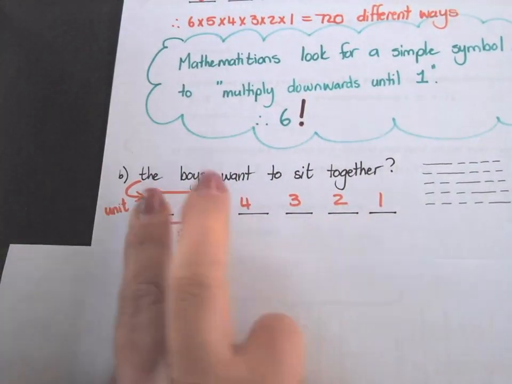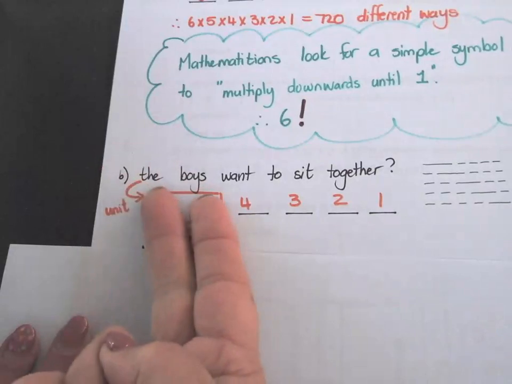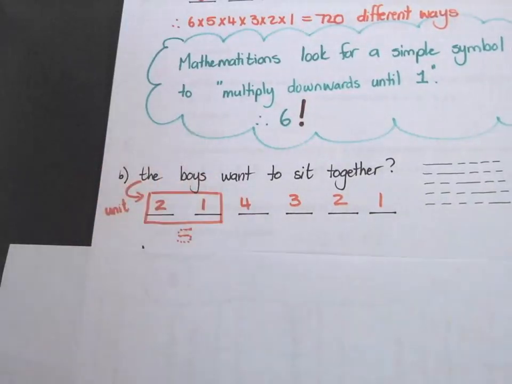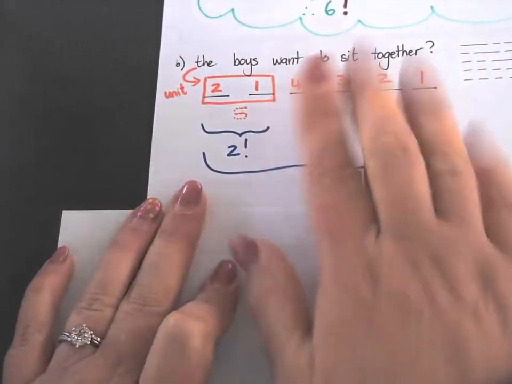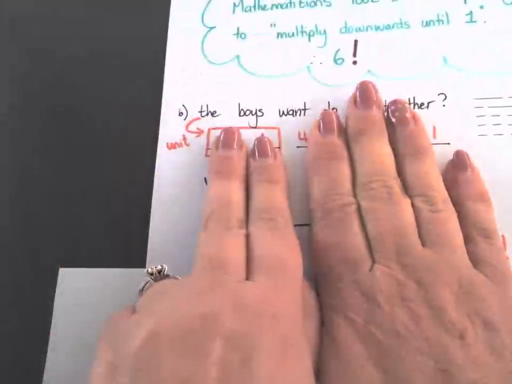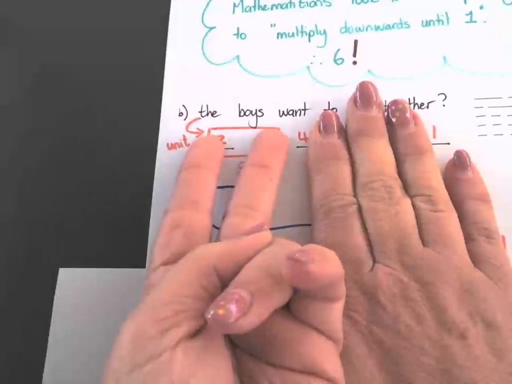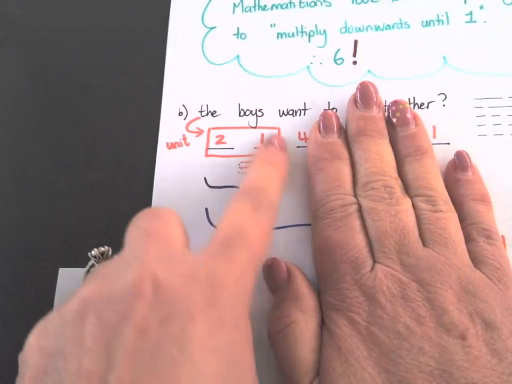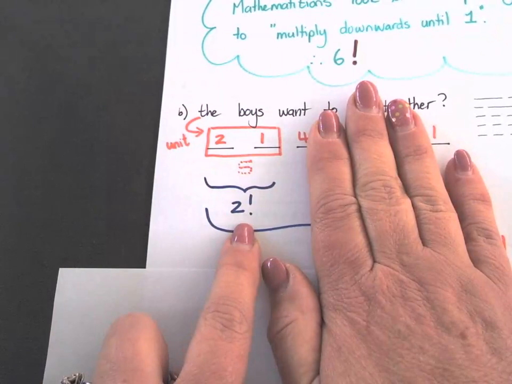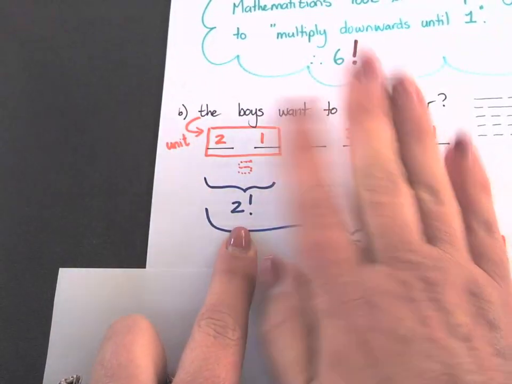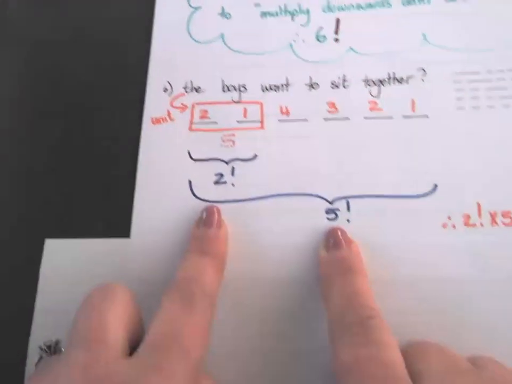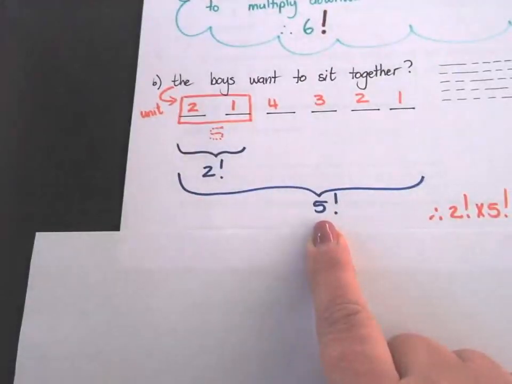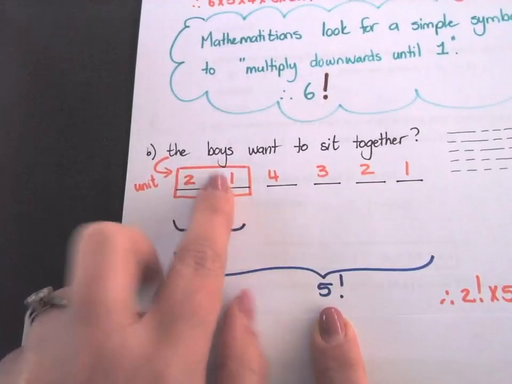But the boys can sit like that or like that in the unit. Therefore, I have 2 factorial, because we can change them. They can sit like this, or they can sit like this. So in the unit, I have 2 factorial. And then the unit can sit with all the rest 5 factorial times. Are you all with me? So if you treat them as a unit, they stay together.